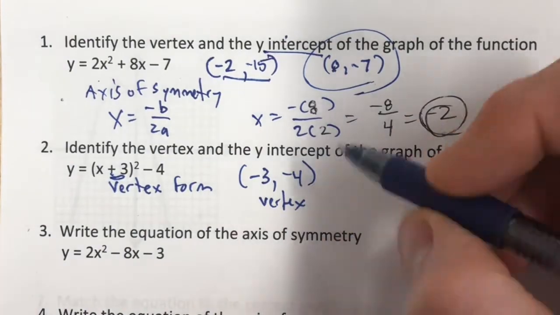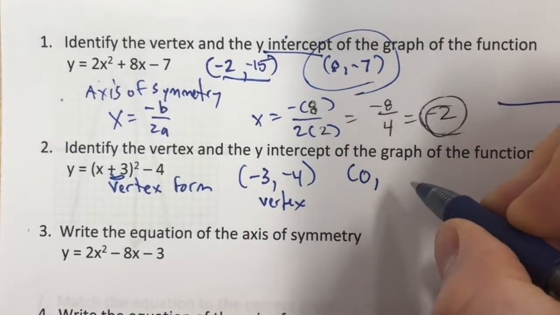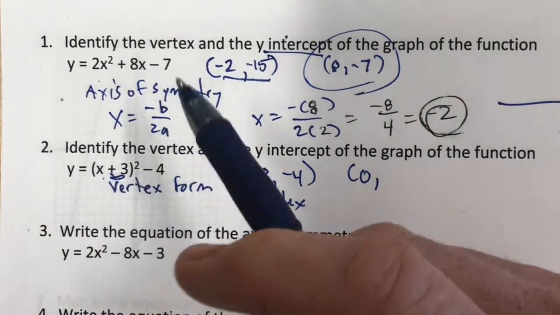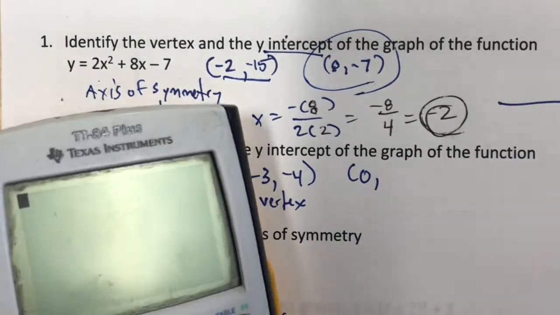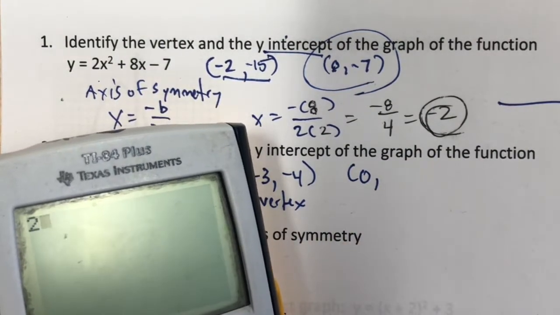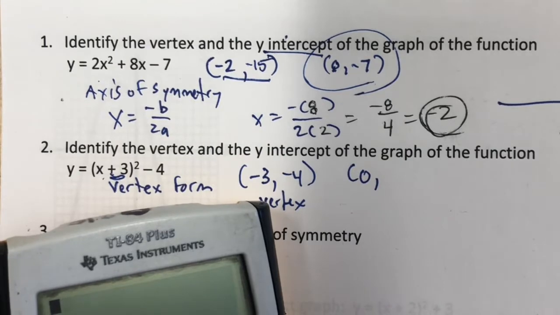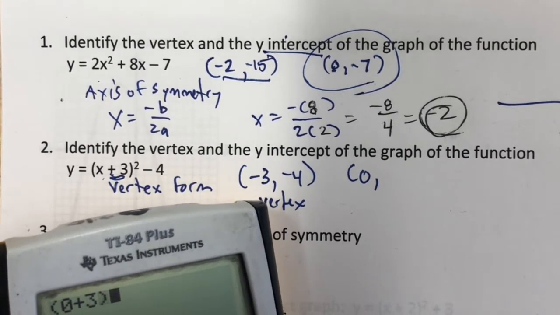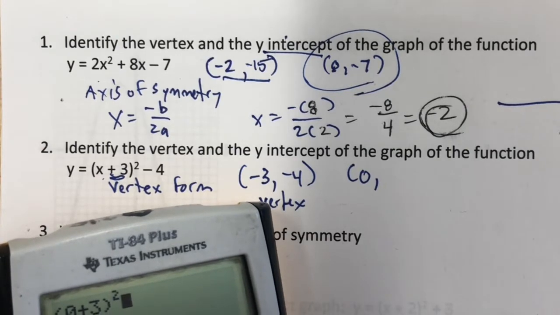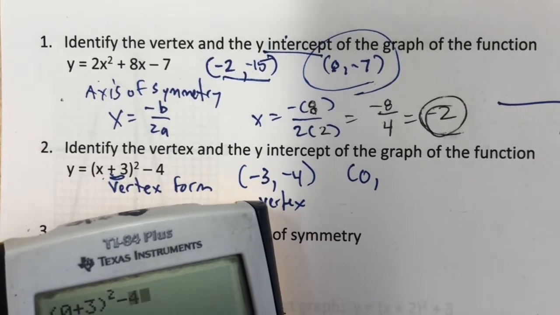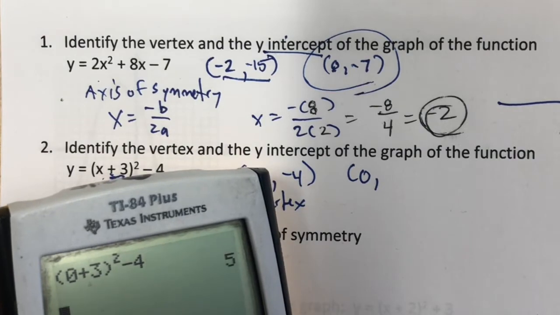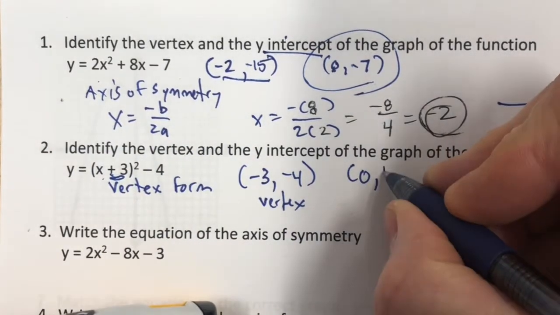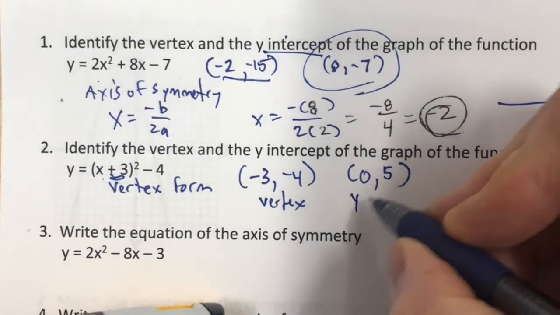And then, of course, the y-intercept. The y-intercept is when x is 0. So I put 0 in for x here. So I just get my calculator here. Okay, I'm typing the wrong thing. Parentheses, 0, plus 3 in parentheses, squared, and then minus 4. Okay, and there we go, 5. So 0, 5 is my y-intercept.